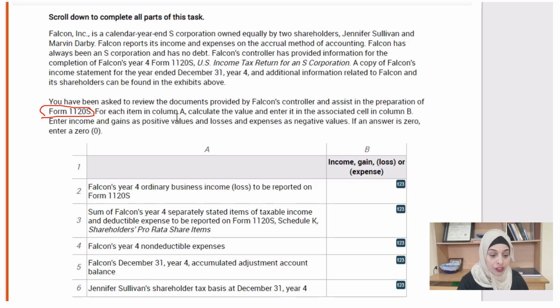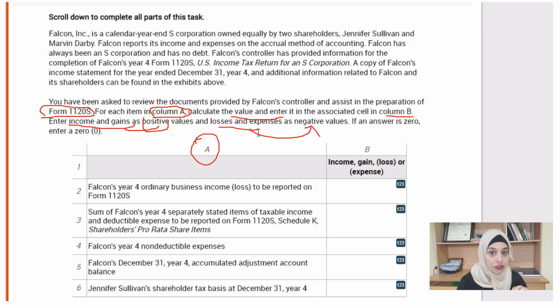Now, what they want exactly from here is, for each item in column A, they are giving us some items here, okay? They want us to report the amount associated with this item in column B, and they're giving us specific instructions, and they're telling us that income and gain should be reported as positive values, and losses and expenses should be negative values. So this is very important, to read the instructions carefully and know what the question wants from us exactly. For example, if you put a loss or expense and you forget the minus, okay, if you forget to put it as negative, you're going to lose the whole point for this question, okay?